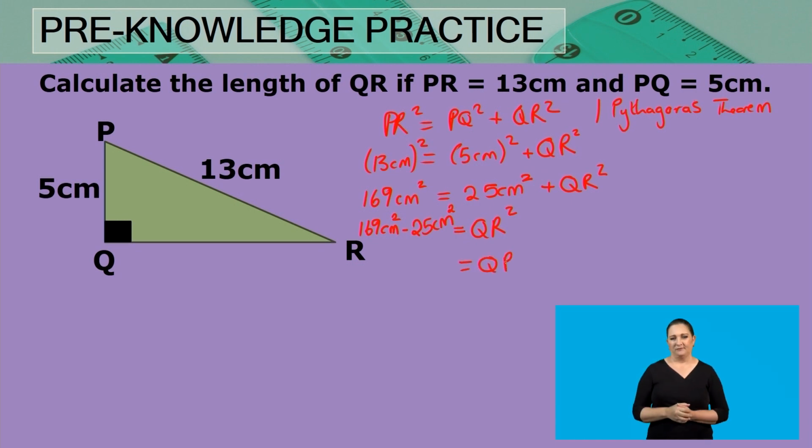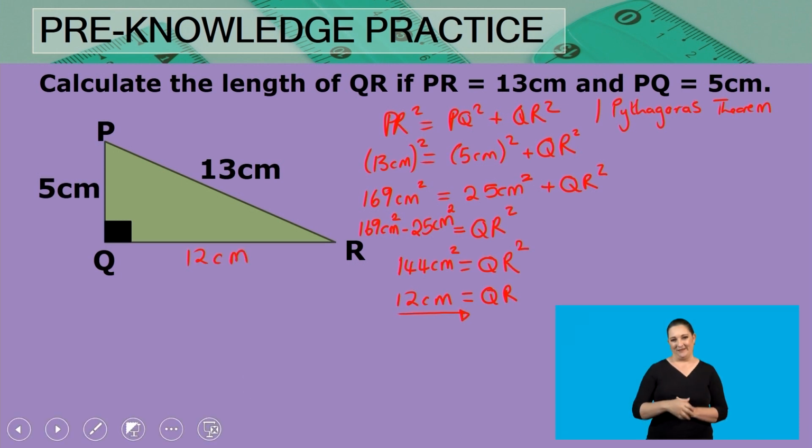Now, what would QR be? QR squared, that's 169 centimeters squared minus 25 centimeters squared, which will leave us with 144 centimeters squared. And what number do we square to get 144? If you are thinking of 12 centimeters, then you are absolutely correct, because that is our answer for QR. So QR is 12 centimeters.